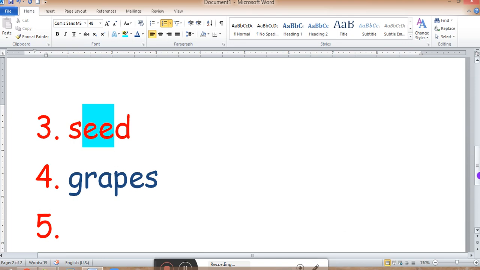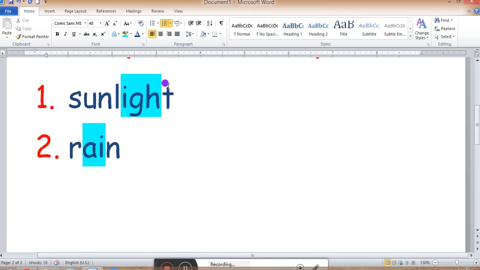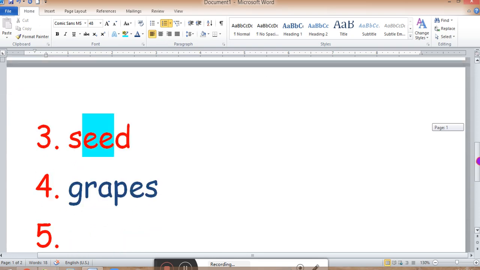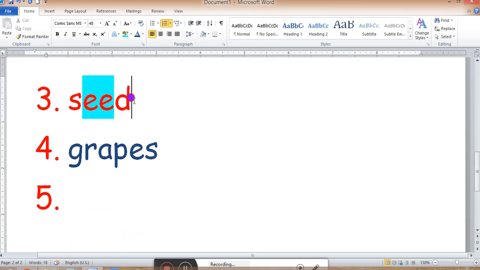Oh, I forgot the sentences. Let's use these words in sentences. Sunlight. Can you think of any sentence? Do you see the sunlight now through your window? Okay, what about rain? Think of a sentence for rain. Could you feel the rain? Is it something we can feel on our skin? What about this word? Seed. Do you like to eat some seeds? Did you ever plant a seed? And this one? Do you like to eat grapes? Or it's not your favorite fruit?